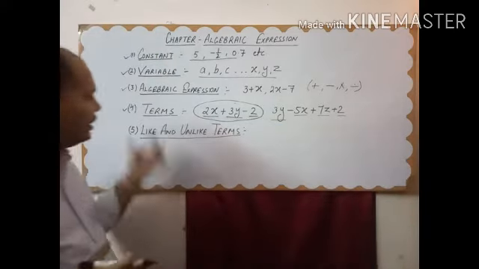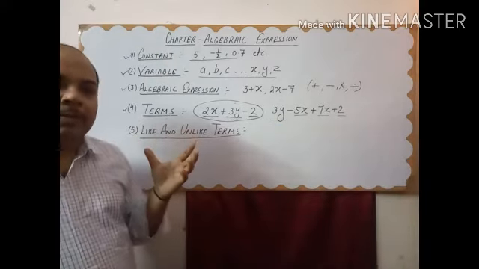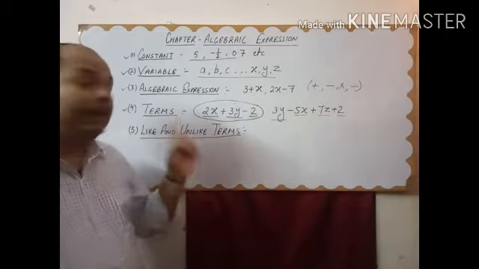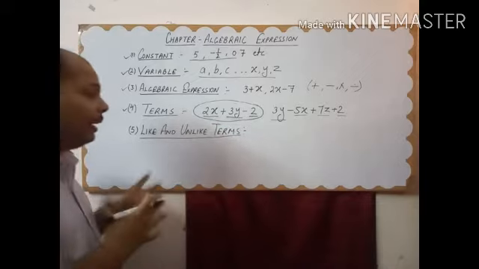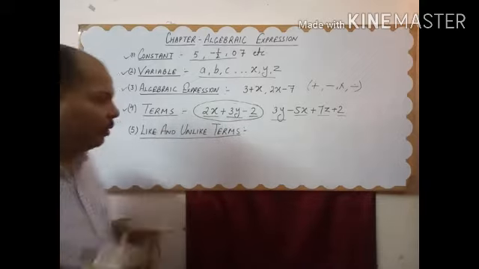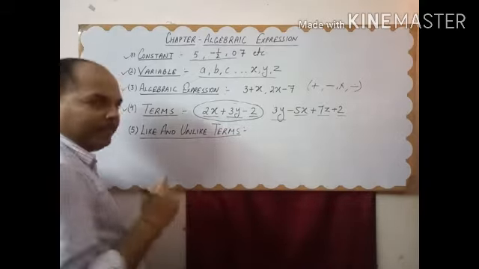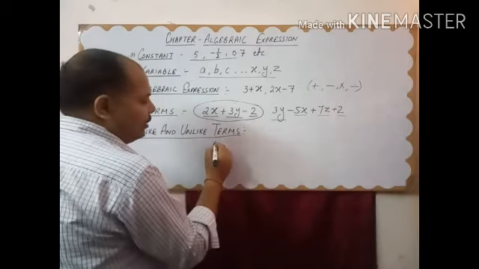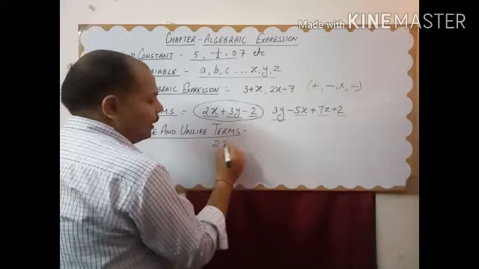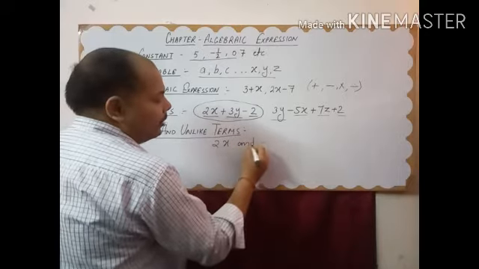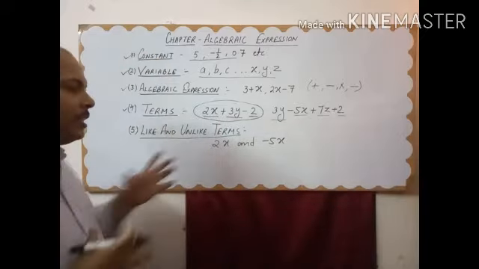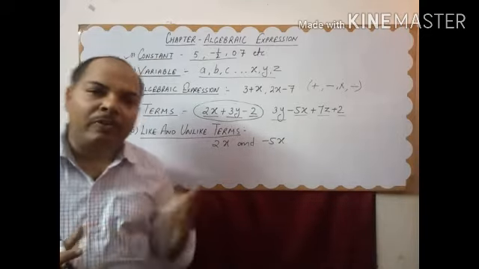I hope you understand about the terms. What is the meaning of terms here? Now fifth, very important, like and unlike terms. What is the meaning of like and unlike terms? Whenever two terms are given, 2 or 3 or 4, suppose two terms are given, 2x and minus 5x. See the literal factor of each term.